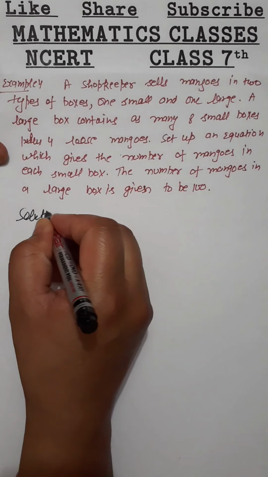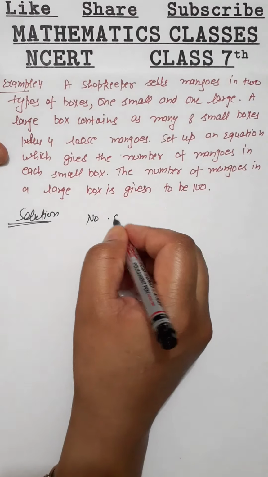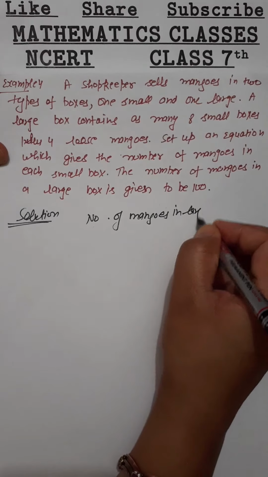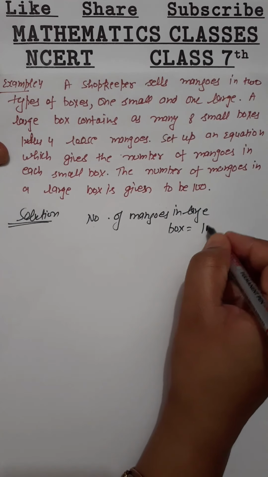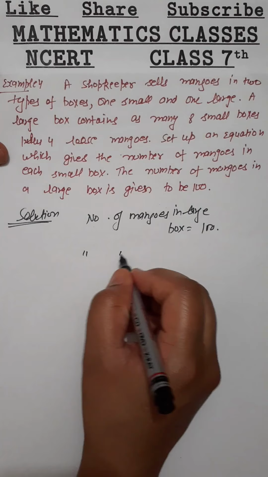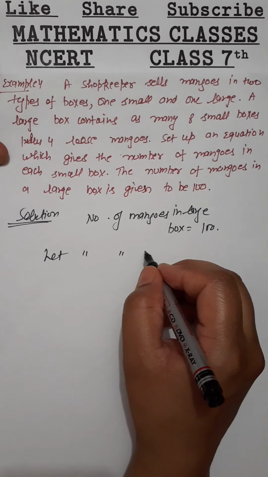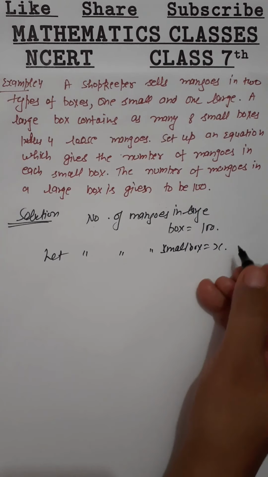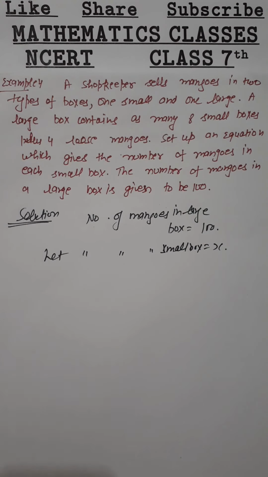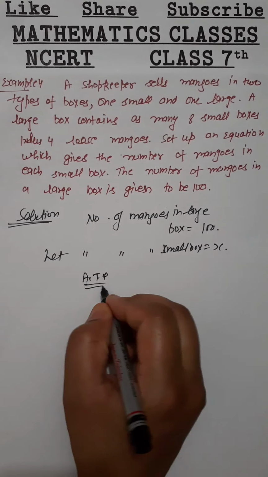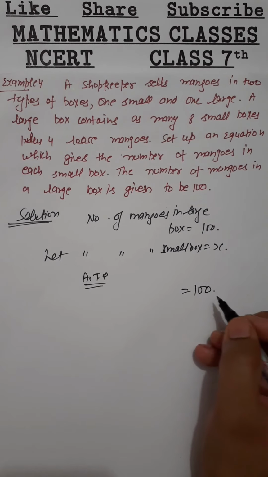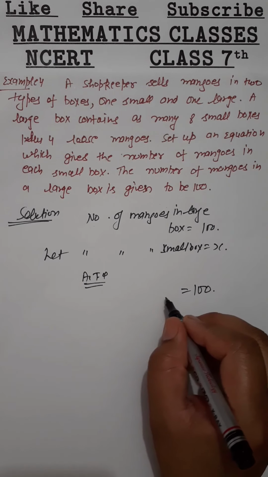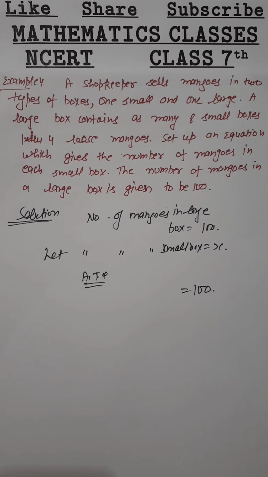Solution. The number of mangoes in a large box is 100, a constant value. Let us consider the number of mangoes in a small box as x mangoes. Okay. According to the question, right hand side 100 mangoes in the big box. We have to balance it with the left hand side using a variable.